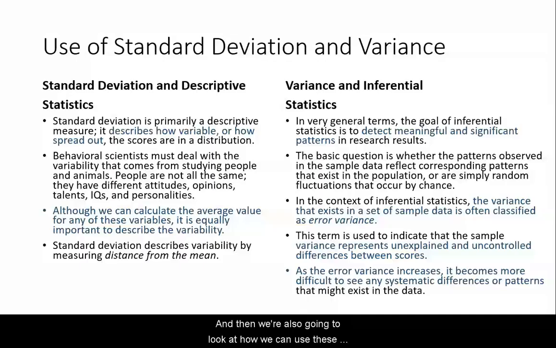And then we're also going to look at how we can use these things in terms of inferential statistics. In other words, what does this really mean? What can we infer from that? You know, did our intervention, maybe our study group, our tutoring, did it work? Did it not work? Did it help or not help? Those are kind of where we're going with this in the end. So that is variability.